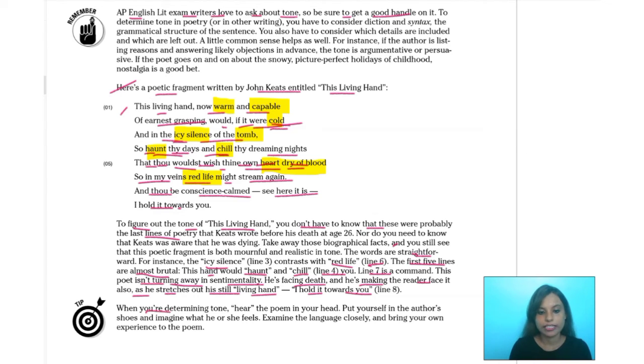When you are determining the tone, hear the poem in your head. Just read it in your mind in that particular rhythm and rhyme, and then you will be able to understand the tone. Put yourself in the author's shoes and imagine what he or she feels. Examine the language closely and bring your own experience to the poem. This is how you can understand the diction of the poem.